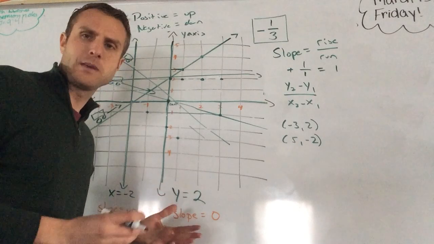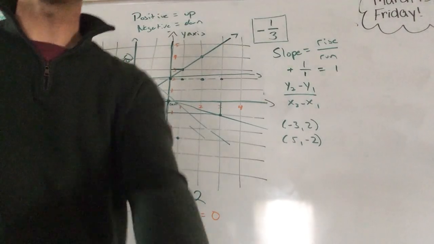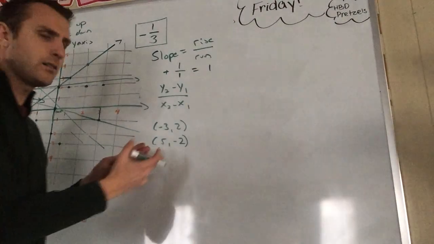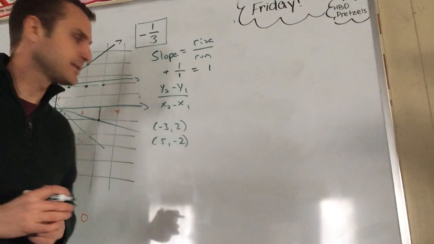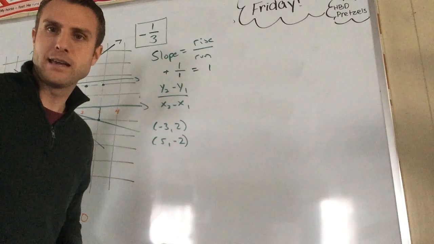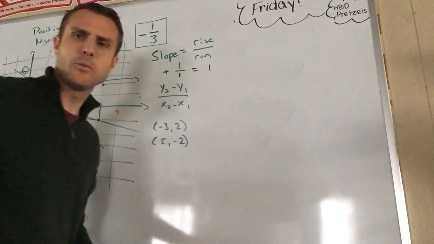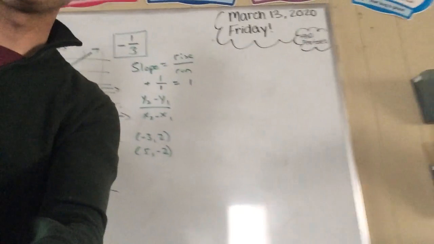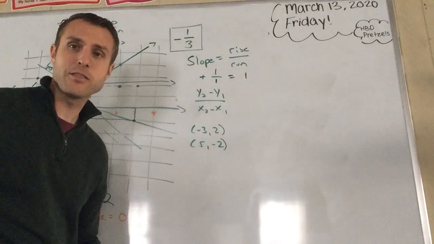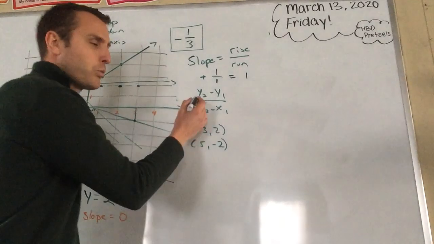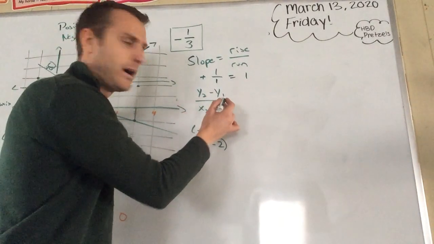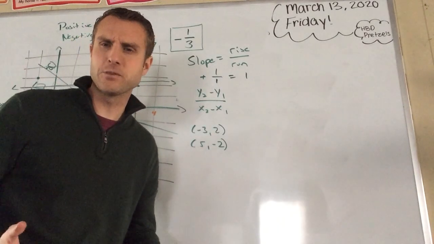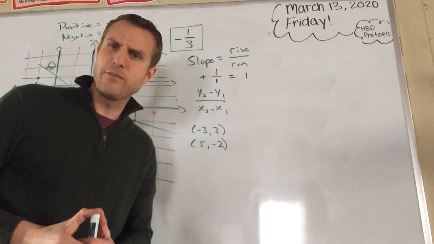What about if they don't give me a graph? What about if they give me simply 2 points? Here, I have 2 points: -3, 2 and 5, -2. How would I find the slope in this situation where they only give me 2 points? Well, if they give you 2 points, you can use another formula. This formula is y2 minus y1 over x2 minus x1. This formula is very simple to use, but you must be very precise.